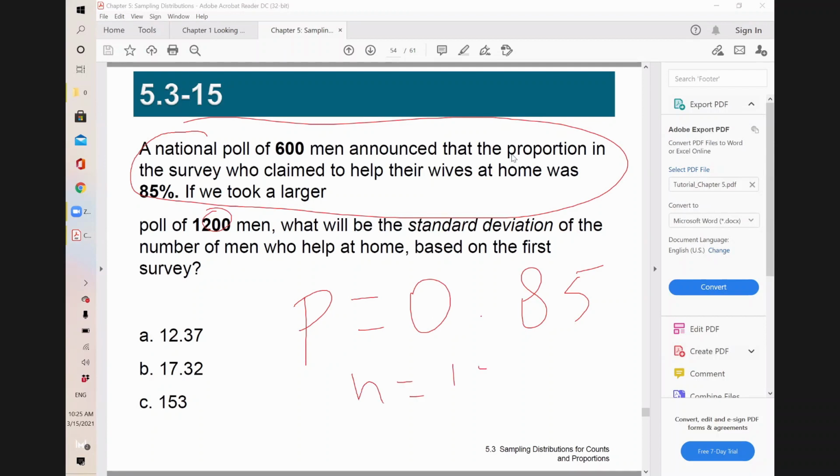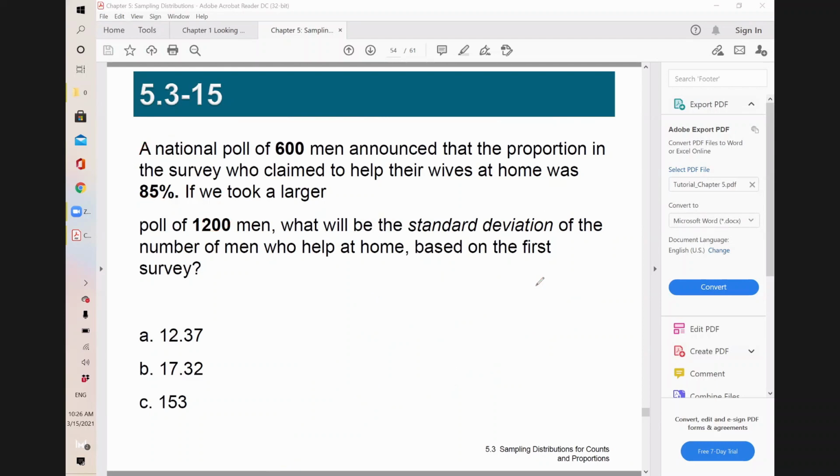When N is equal to 1,200, it's obviously a binomial distribution, and one by one we have to check men one by one. Then we have the number of trials is 1,200, and the probability of success is 0.85. That's why we have a binomial distribution. We can write it in just one line: a binomial distribution when N is equal to 1,200 and when P is equal to 0.85.